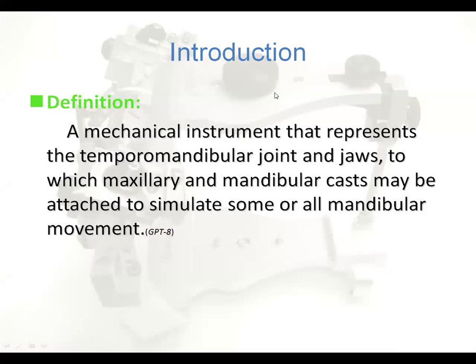Okay. So the definition of the articulator is, it is a mechanical instrument that represents the temporomandibular joint and jaws, to which maxillary and mandibular casts may be attached to simulate some or all of the mandibular movements. So in your articulator, it basically represents your TMJ, and it mimics all the movements of your maxillary and mandibular arches. It tries to simulate all or some of the movements of your mandible.